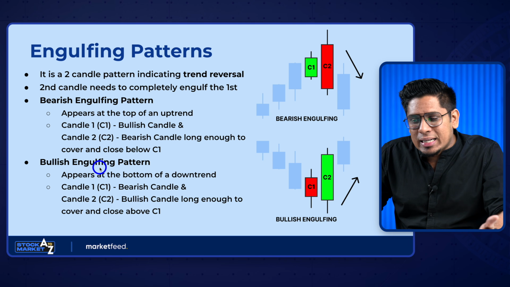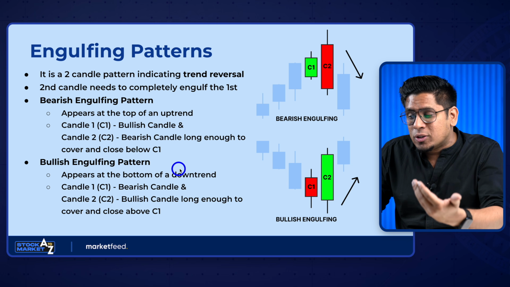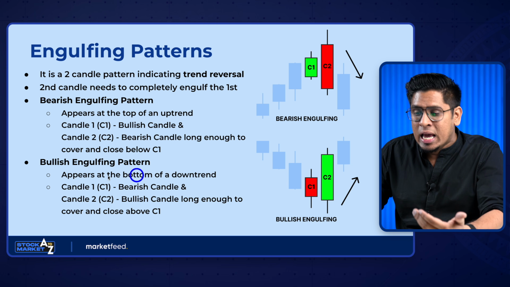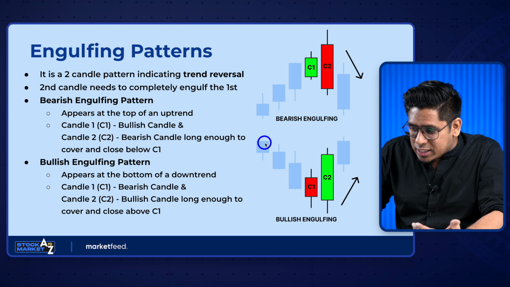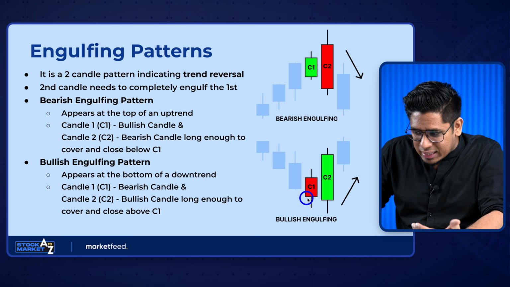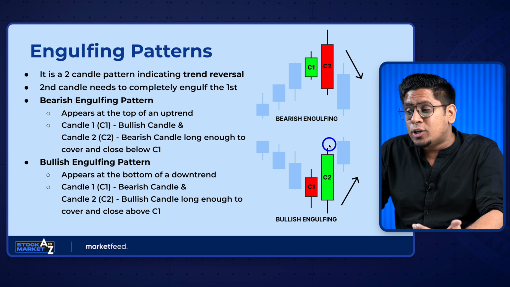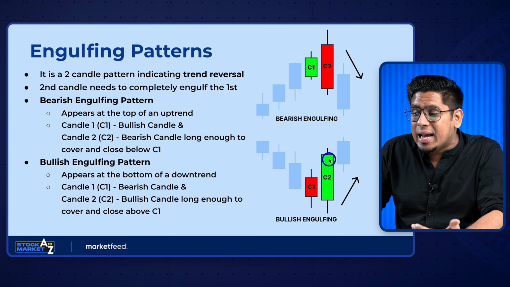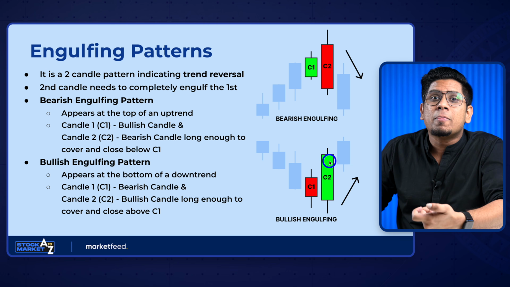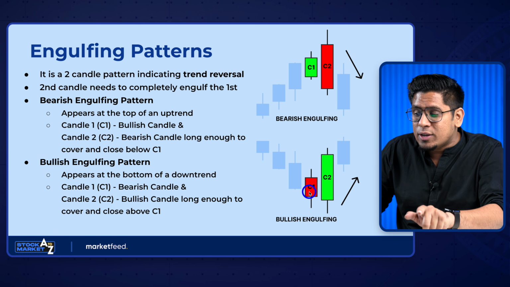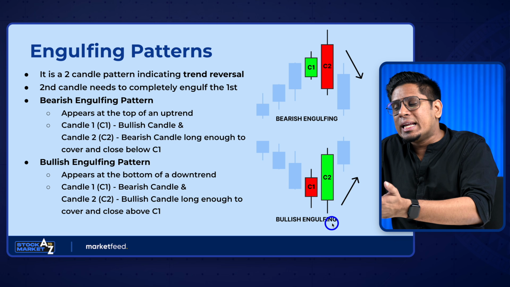Now if you look at the bullish engulfing pattern, it is exactly the opposite of a bearish engulfing candle. If you read here, you can understand it appears at the bottom of a downtrend, right? The instrument is in a downtrend, then this C1 candle has formed, then the C2 candle is a completely engulfing bullish candle. It is engulfing the previous candle, which is C1.